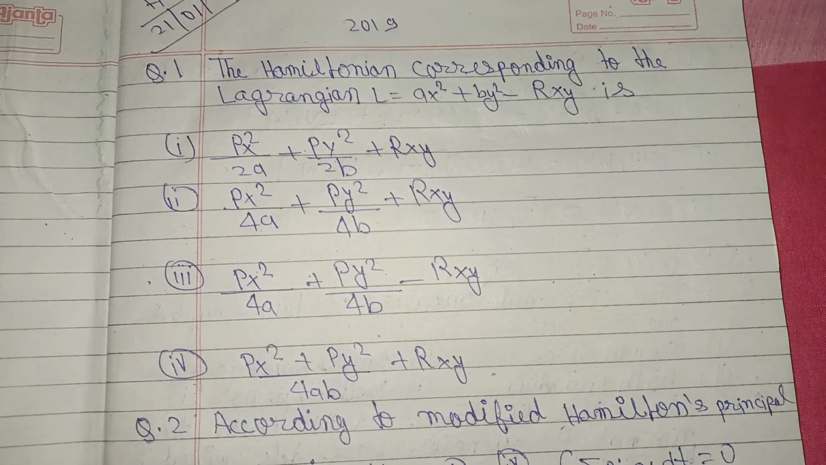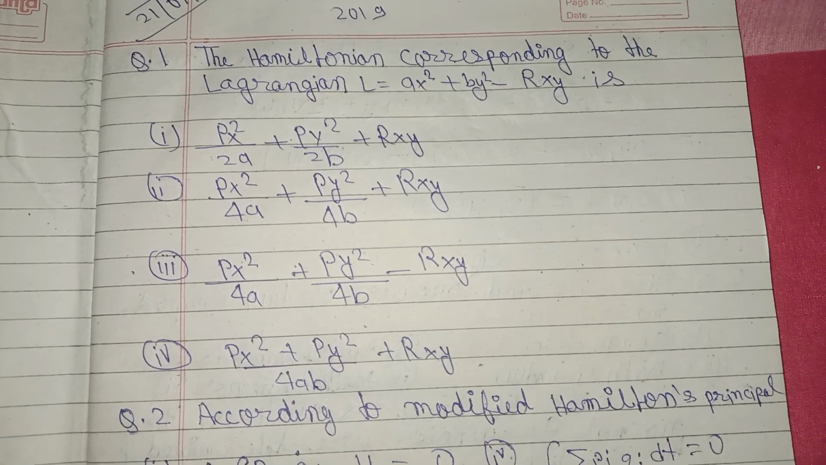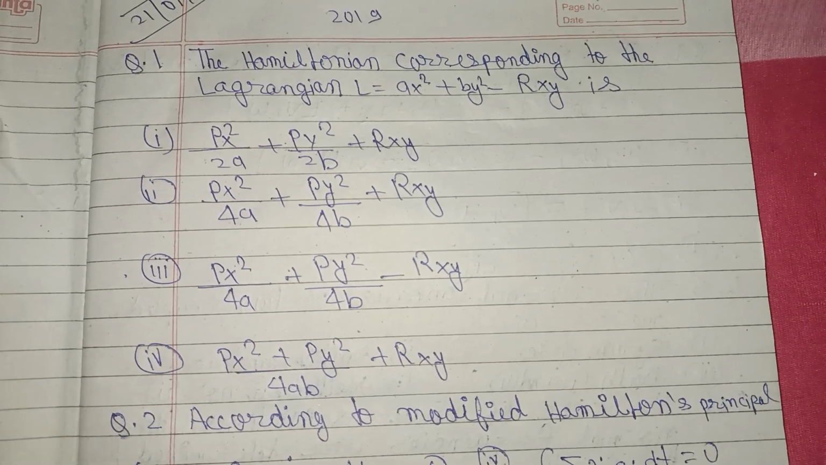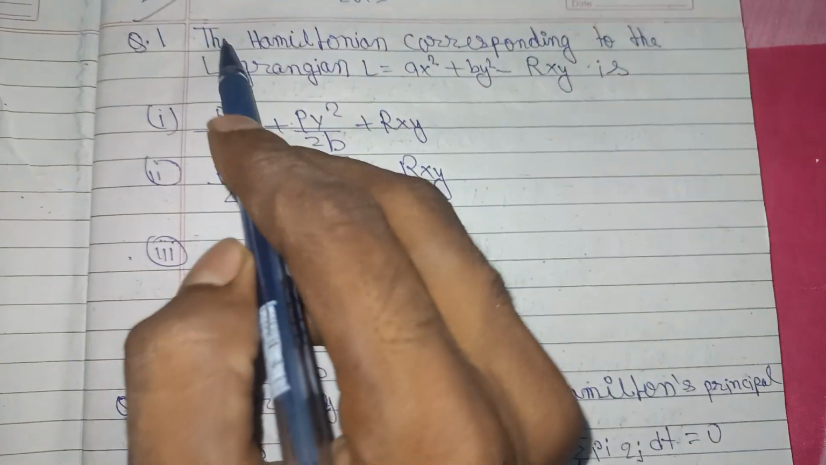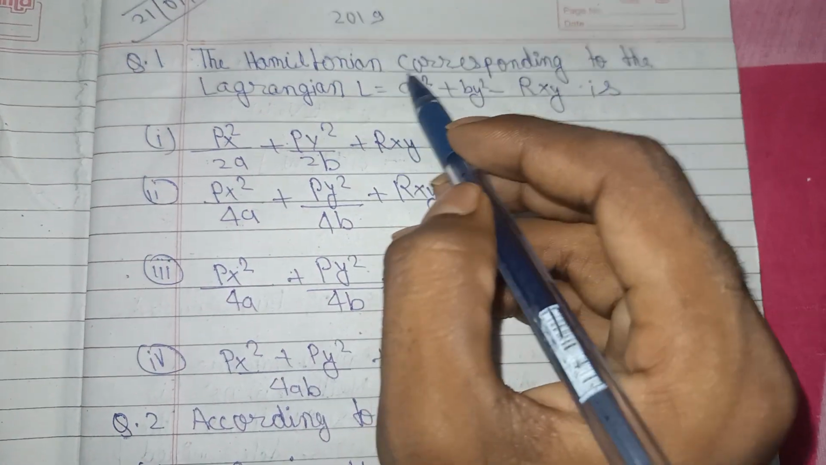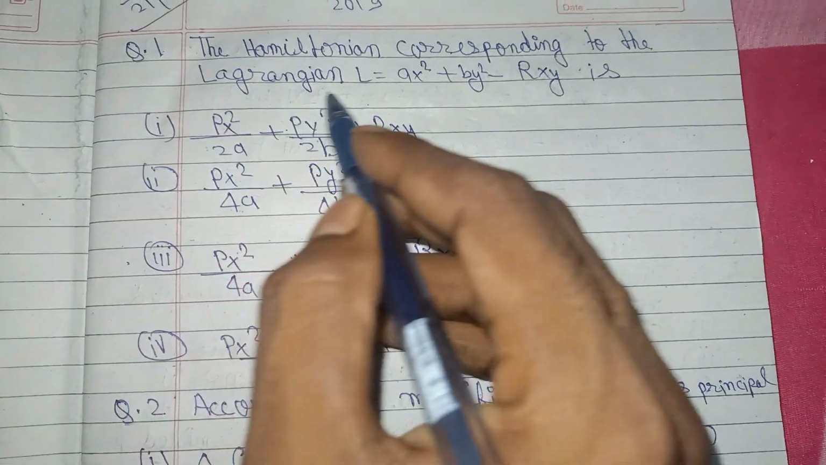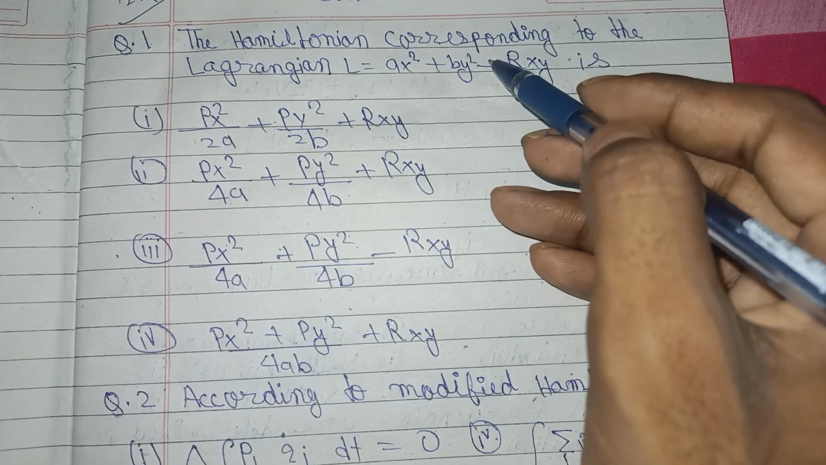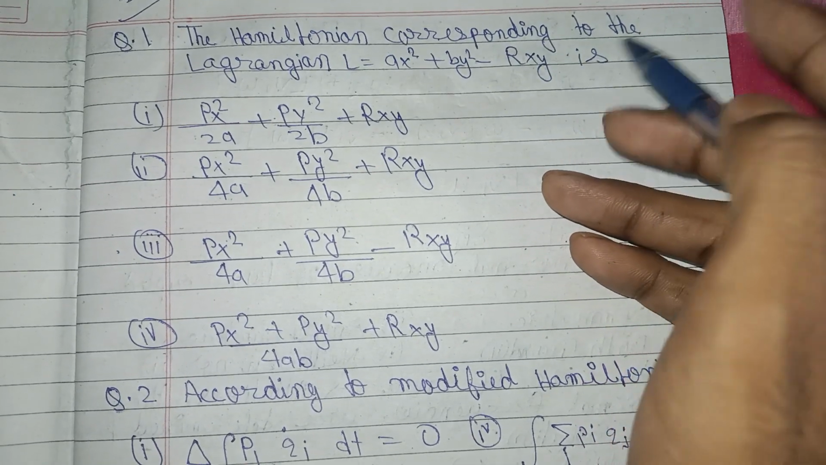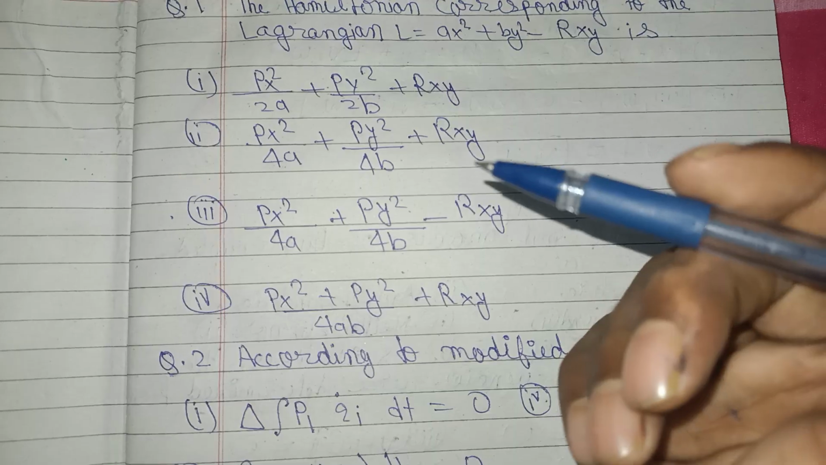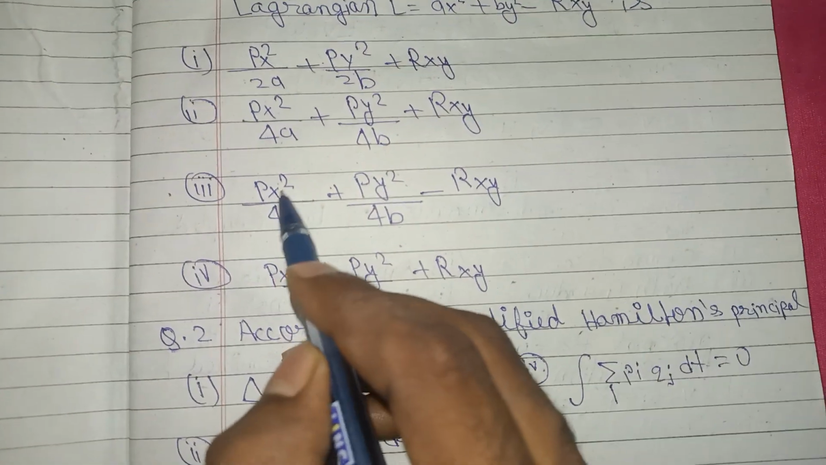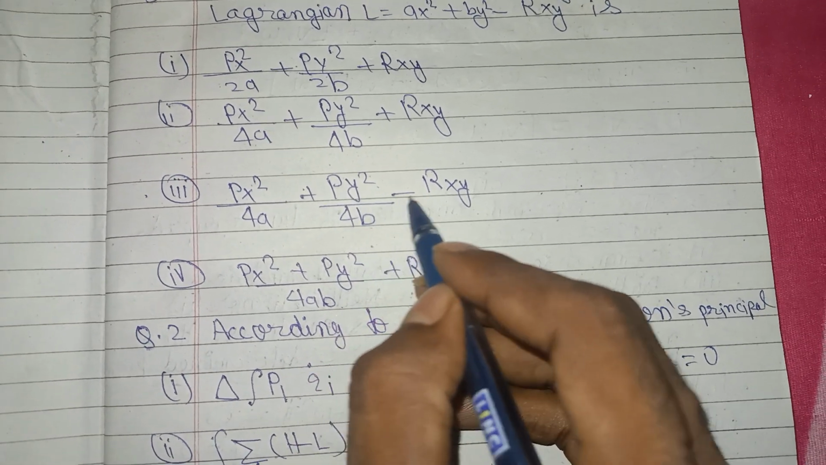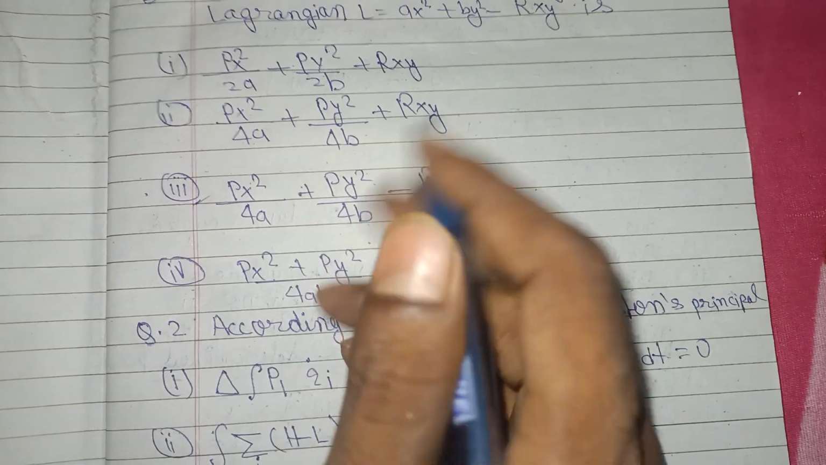Hello friend, in this video we will discuss classical mechanics CC paper 1's objective question answers 2019. So let's start. The Hamiltonian corresponding to a Lagrangian L equals ax square plus by square minus rx is, so that is the correct answer: px square by 4a plus py square by 4b minus rx. This is correct.